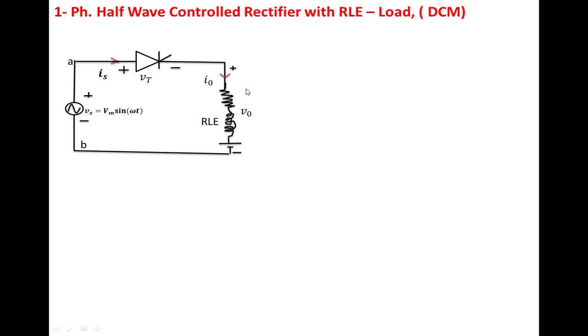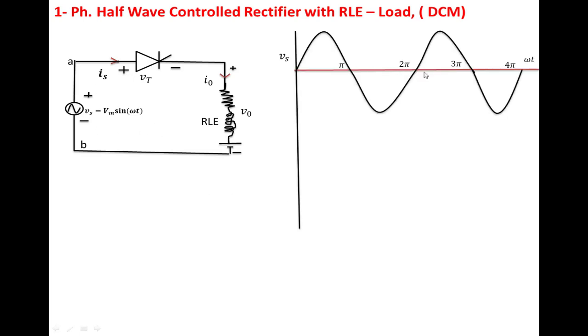In this class, we are going to discuss the single-phase controlled rectifier circuit with an RLE load. An RLE load is nothing but the armature of a DC motor. To explain the circuit operation, we have taken the input voltage over π, 2π, 3π, 4π. We apply the triggering voltage to the SCR whenever it is forward biased, at α, 2π plus α. We start developing the output voltage waveform.